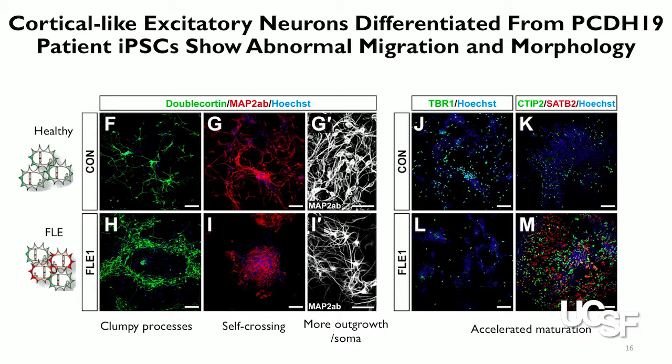And complementary to this TBR1 staining, CTIP2 is the upper layer neuronal cell marker, and SATB2 is the deeper layer neuronal cell marker. So as compared to the wild type, the female has a lot more SATB2 and a reduced level of CTIP2, which indicates the neurons generated from the female patient have accelerated neuronal maturation.